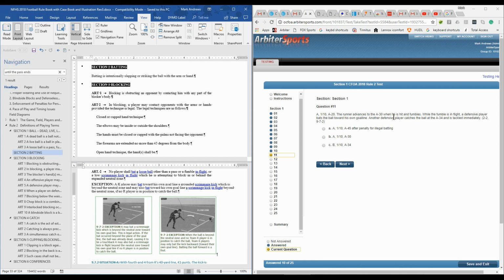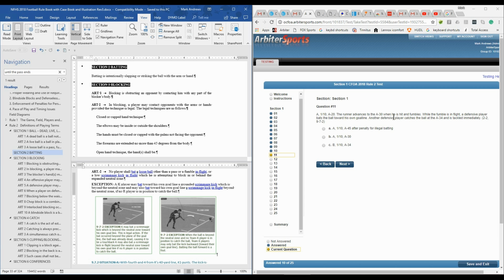Okay, so we have three choices here. We've got A, 1st and 10 at the A45 after the penalty for illegal batting. B is A, 1st and 10 at the A30 where the player fumbled, or C, 1st and 10 B team, 1st and 10 at the A34 where the B player was tackled.